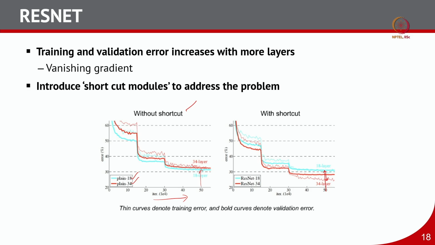If you follow this thin red line, that is the validation error with ResNet 34. Without the shortcut module the error was more than 30%, but with the shortcut module the error is way less than 30%, maybe around 25%, right. So introducing shortcut connections reduces the vanishing gradient problem, and apart from that the training quality is good and the error is lower. That is the main advantage of the residual network or the shortcut modules.